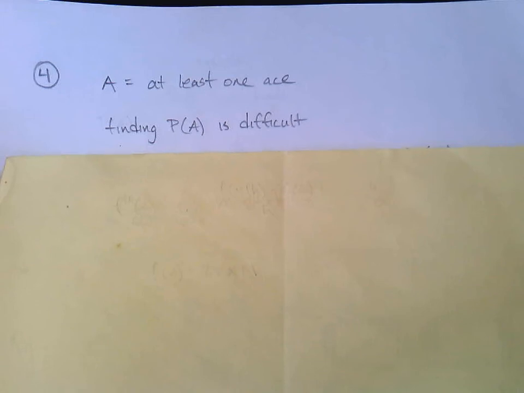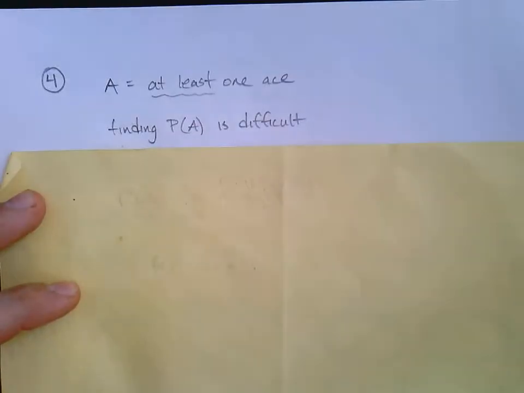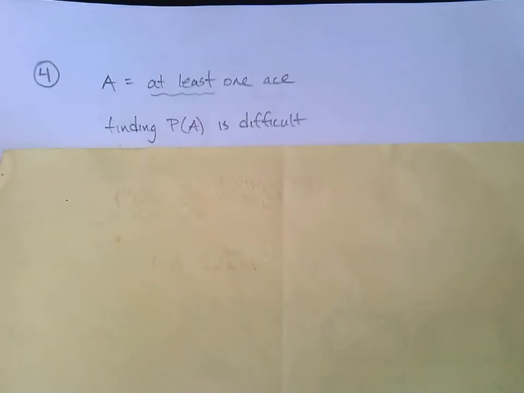Okay. So I've kind of noted that here. Finding the probability of A is difficult. It's certainly not impossible. But why would it be difficult, you might ask? What's the big deal? We've been doing stuff like this already. And the difficulty lies in these words, at least 1 ace. Let me kind of break it down for you why this would be difficult.